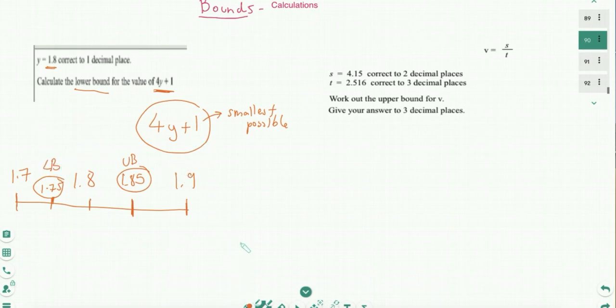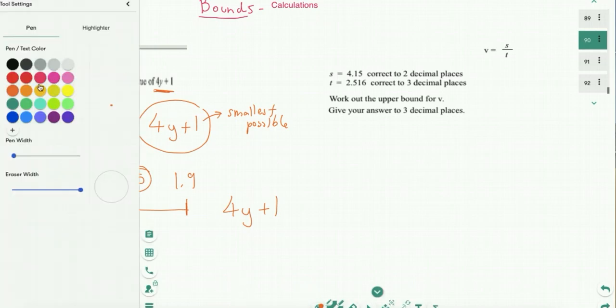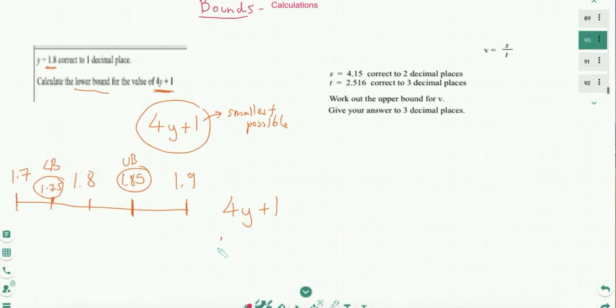So in order to find the smallest possible value of 4y plus 1, should I replace y with 1.75 or 1.85? Well, when we're multiplying, to get the smallest possible answer, y must be as small as possible. All right? So what we're going to do is replace y with the lower bound. So we're going to do 4 times 1.75 plus 1.